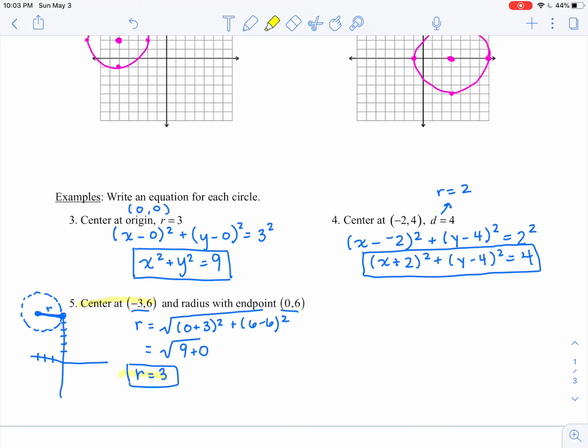Okay, now that we have the center and our radius, we can write the equation for the circle. So x minus the x-coordinate of the center, which is at -3. So minus -3 becomes plus 3 squared. Then y minus the y-coordinate, which is 6, squared, equals our radius squared. So if our radius is 3, 3 squared is 9.